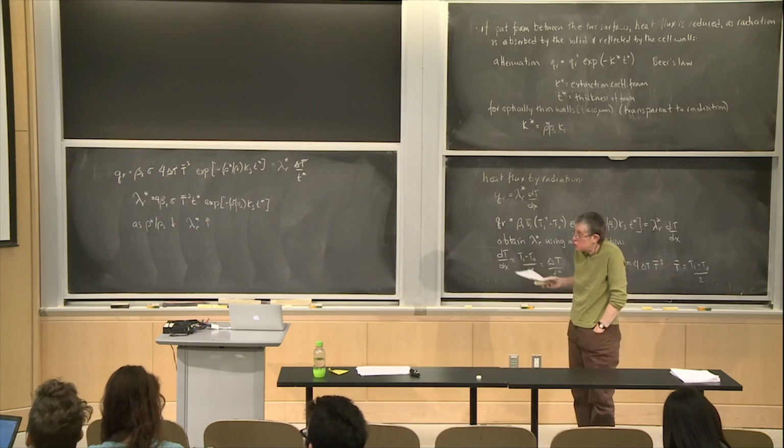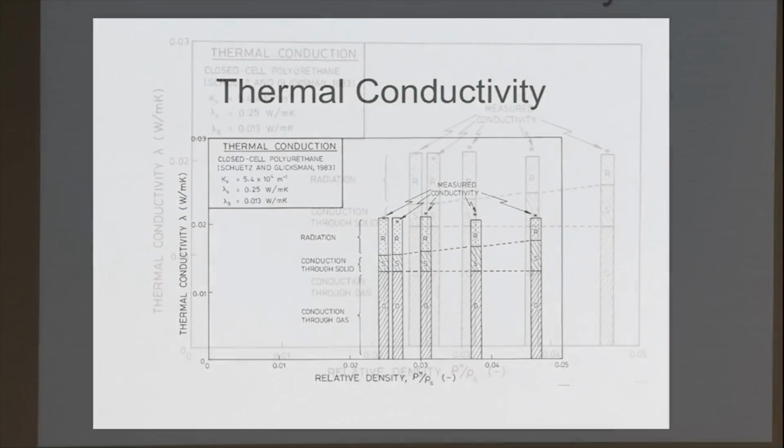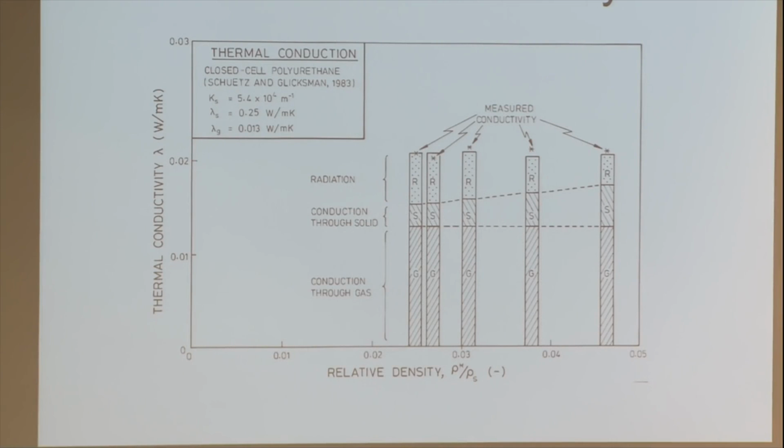Okay, so this chart shows thermal conductivity as a function of relative density, and it breaks down the contributions from the gas, G, the solid, S, and the radiation, R. You can see the gas contribution doesn't change that much. These are relative densities between a little over 2 and a little less than 5%, so it's mostly gas in all of these. The solid contribution increases as the relative density increases, as you'd expect. And as I just said, as the relative density goes down, the radiation contribution goes up. So you can see how that all fits together.